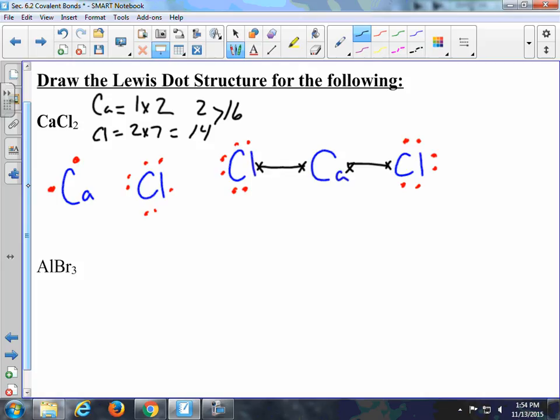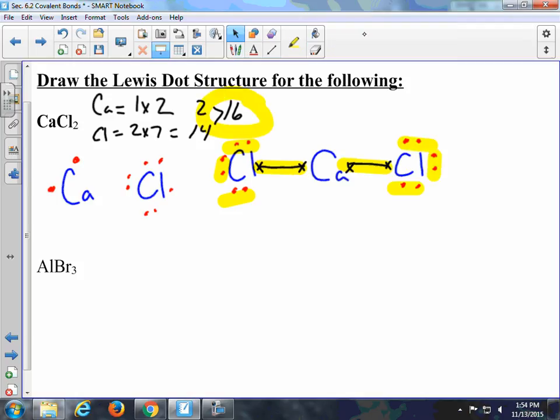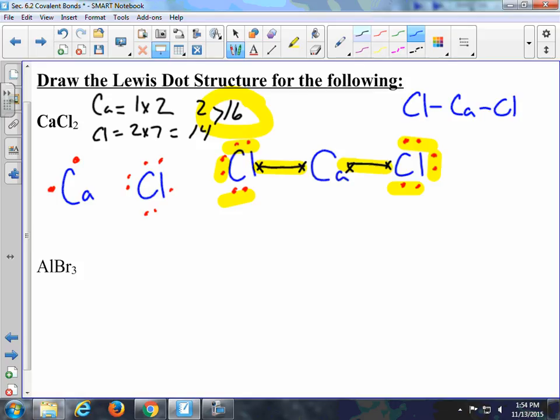Just like that. We're going to double check that we got all our electrons. When we double check, we have starting here 2, 4, 6, 8, 10, 12, 14, 16. We have 16. We're good to go. Last thing is we're going to get rid of all our married couples and just show our dates. There is our Lewis dot structure for CaCl2.